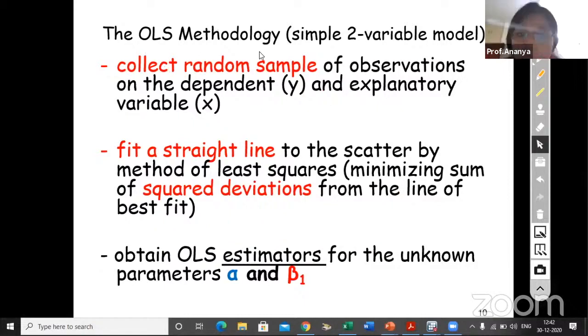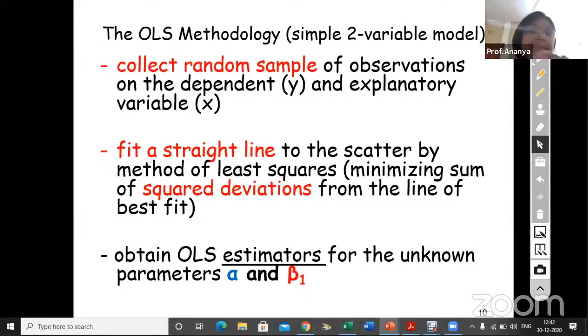What the OLS methodology involves is to collect a random sample of observations on the dependent and explanatory variables and fit a straight line to the scatter using the method of least squares. Now, what the method of least squares involves is you fit a straight line to the given scatter by choosing the line that best describes it, by choosing the line of best fit.